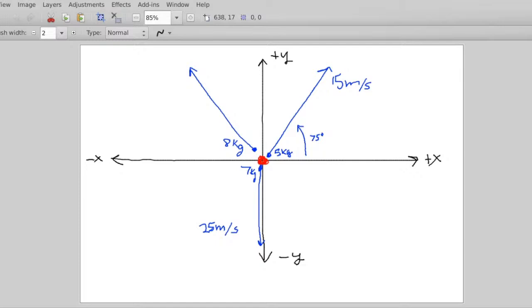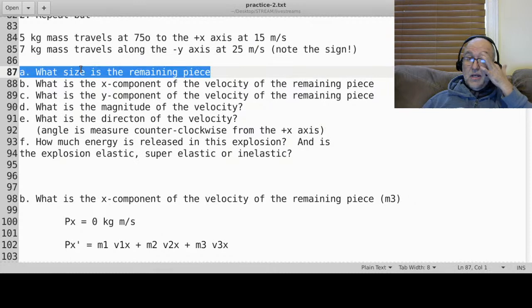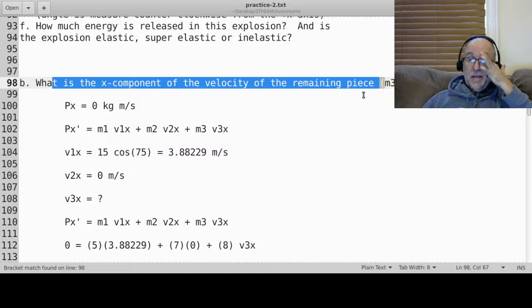Okay, so there we go. This 5 kilogram mass is now at that 75 degrees. Let's go back and solve the problem, asking the same questions again. Well, part A, nothing changed. The remaining piece is still 8 kilograms. But what's the x component of the velocity of the remaining piece now, M3?